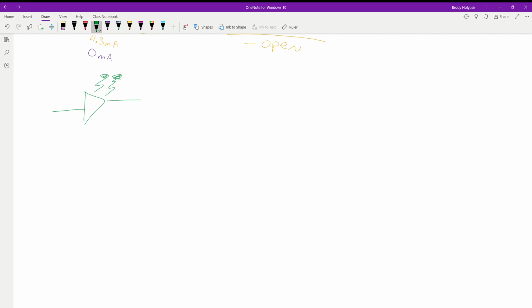This is the schematic symbol for an LED. LEDs don't drop 0.7 volts. They drop a range. Red ones are about 2.2, green ones are about 2.4, and blue ones are about 3.1. So the voltage drop depends on the color. Most of the time we're going to be using red or green, so you can assume about 2.2 volts.